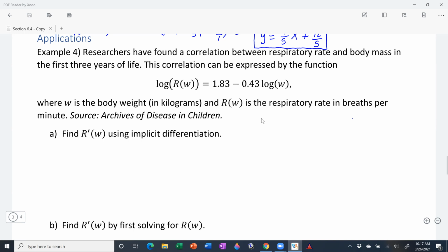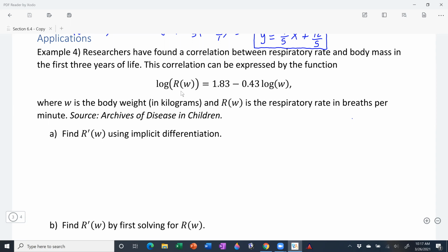So let's find R prime of W using implicit differentiation. Okay, so implicit because R of W is not by itself, right? So if we want to find R prime without trying to solve for R in the first place, we can just dive right in and find it implicitly.